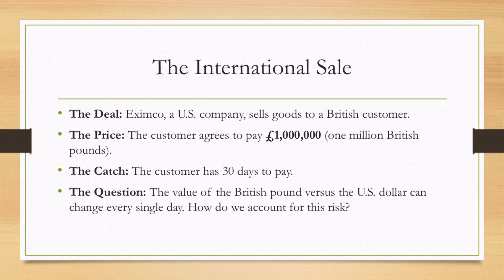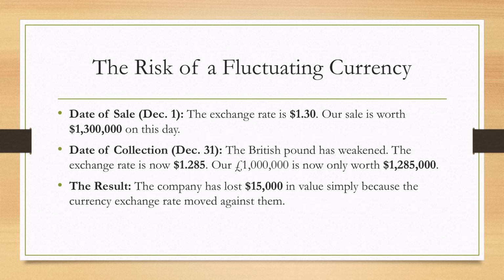Let's set the stage with a classic scenario. Our company, Eximco, which is based in the US, sells goods to a British customer. The price is agreed upon, 1 million British pounds. But here's the catch. Eximco gives the customer 30 days to pay. This creates a critical question for the accountant. The value of the British pound versus the US dollar can change every single day. How do we properly account for this risk? This is the core problem we need to solve.